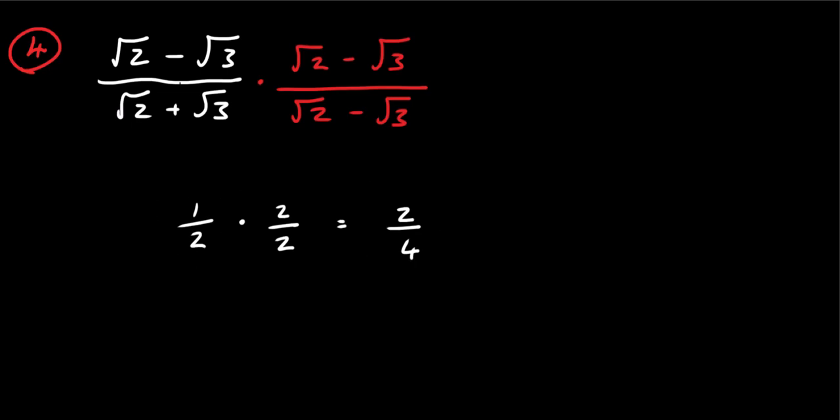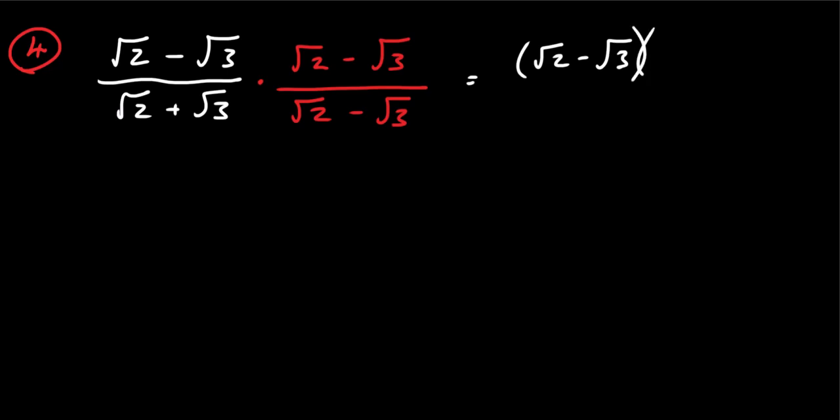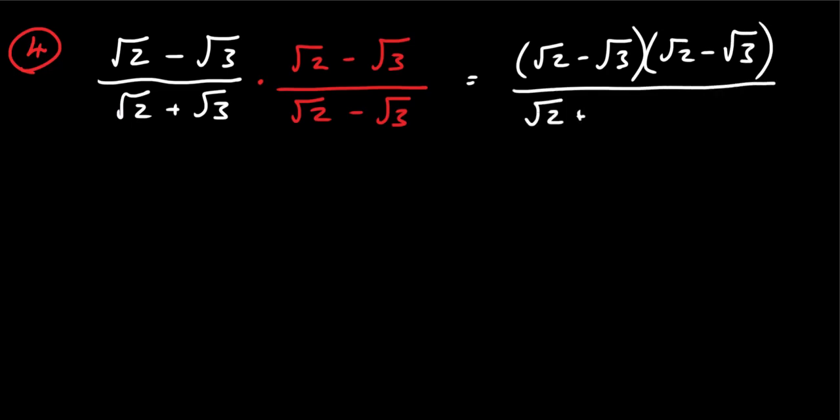But they're still the same fraction. Okay, so let's multiply out these fractions. Let's multiply the top by the top and the bottom by the bottom again. So I'll just write them out in brackets first. So it's the square root of 2 minus the square root of 3 times the square root of 2 minus the square root of 3. And then on the bottom, we've got the square root of 2 plus the square root of 3, and again, the square root of 2 minus the square root of 3.